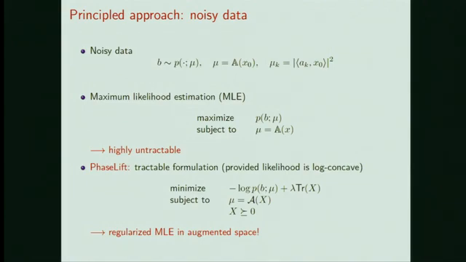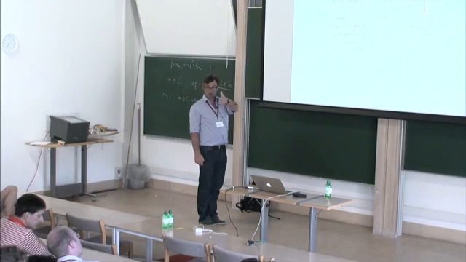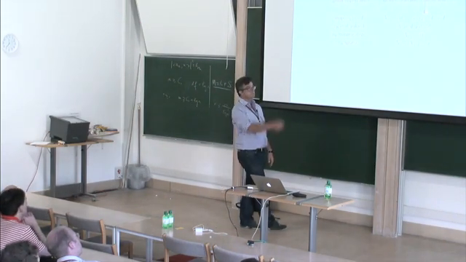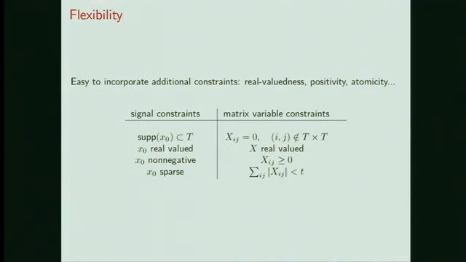And so what you do with the PhaseLift approach is you substitute this thing that is completely intractable by something which is tractable, where you minimize minus the log likelihood plus your convex proxy for rank, subject to constraints. So, if you want, it's regularized maximum likelihood estimation in augmented space. Okay, and just to answer the questions that were raised, if I know a priori that the support is sparse, I can put it as a constraint in my SDP, and it will make things only better.